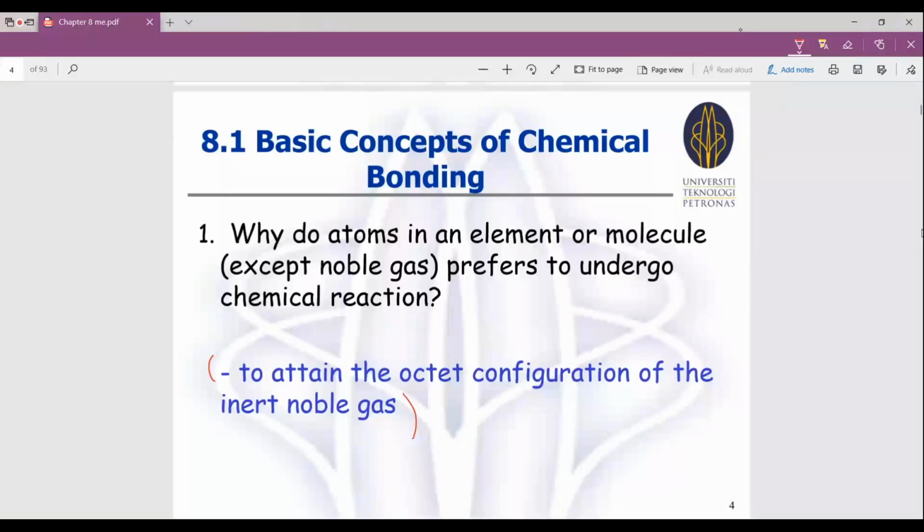So what is the octet configuration? Octet configuration is like 1s2 2s2 2p6, equal to 10 electrons, which is Ne. Octet configuration means already full. No need to accept electrons, no need to donate electrons. Already stable, unreactive, inert, having achieved a stable configuration.